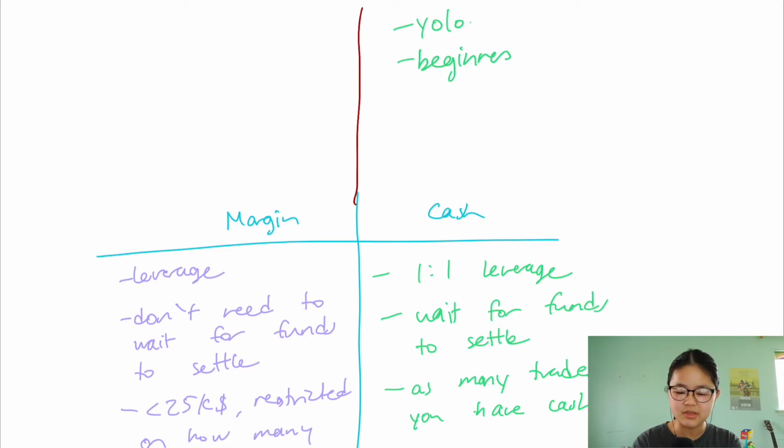Another group of people is people with under $25,000 in their account. I didn't mean to write $25, so under $25,000 in their account. And in this case, you should stick to a cash account, because when your account is under $25,000 and you have a margin account, you're subject to the PDT rule, which has limitations on day trades and stuff. So if you're under 25K, I would recommend sticking to a cash account.